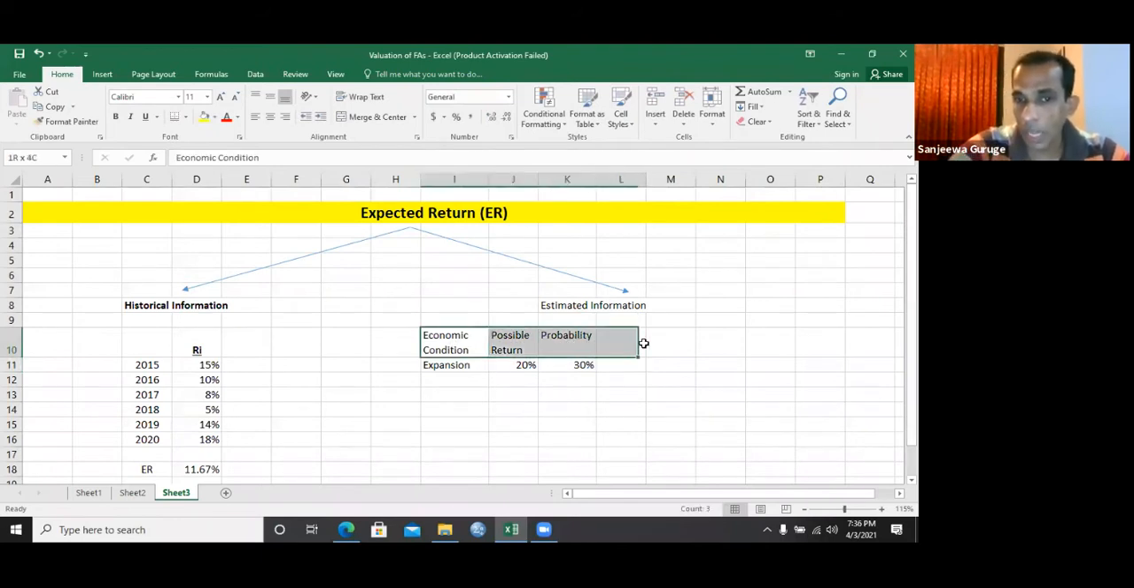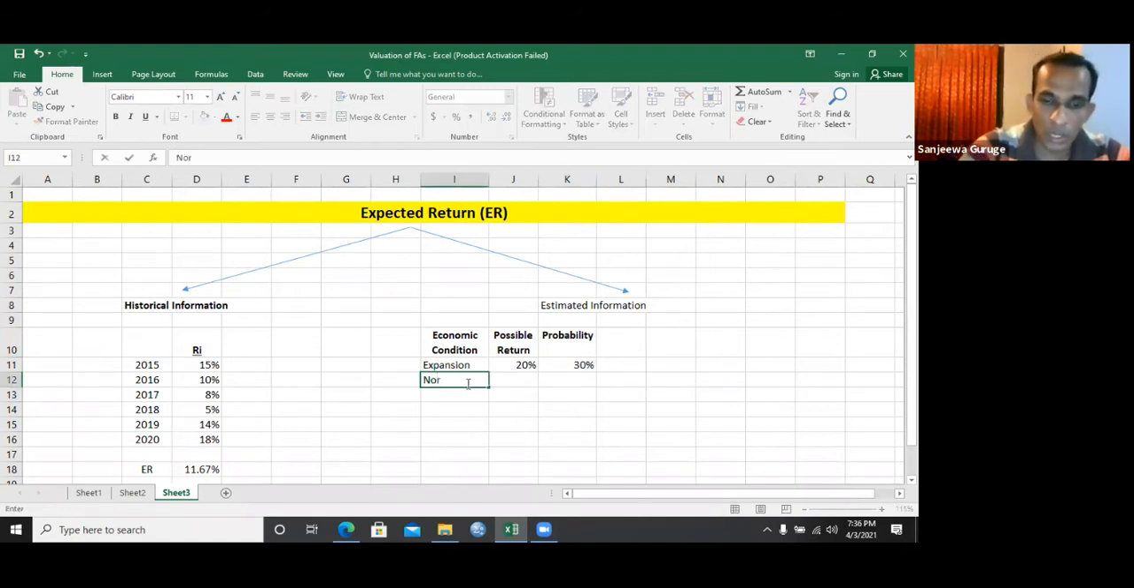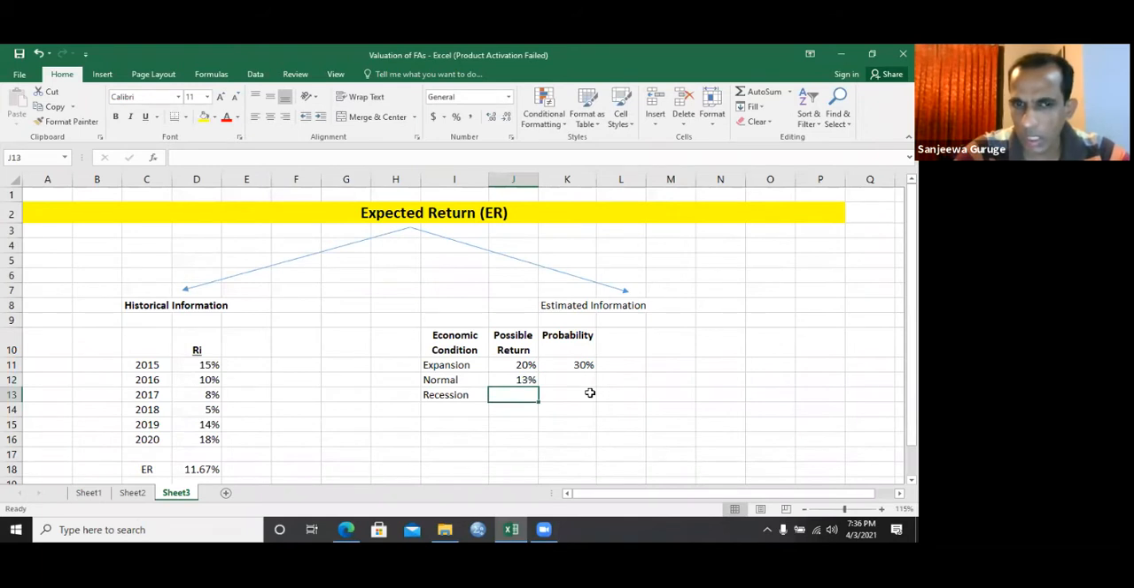In this way, we have to see what are the possible returns and what are the probabilities of getting those returns. There can be economic expansion, or normal economic condition, or economic decline, or economic recession. So if the economic condition is normal, it may be able to get around 13% return. If there is economic recession, return may be 2%. It's necessary to estimate the possible return under different economic conditions for a particular organization.